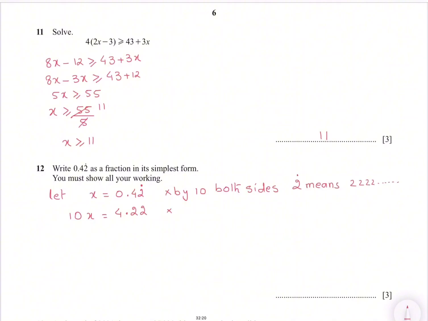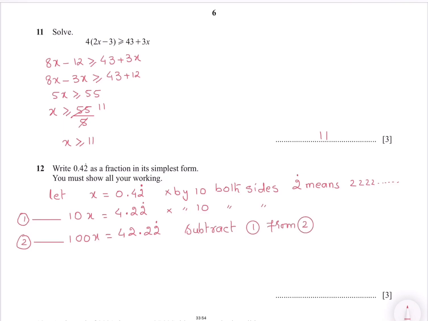And 2 means recurring. Multiply by 10 again. So it becomes 100x equals 42.2 recurring. So look, I have brought 42, which was after the decimal, before the decimal. Now my objective is achieved. Now I will mark equations 1 and 2. Subtract 1 from 2. We get 90x is equal to 38, and x is equal to 38 over 90. Simplify it. So 19 over 45 would be our answer.